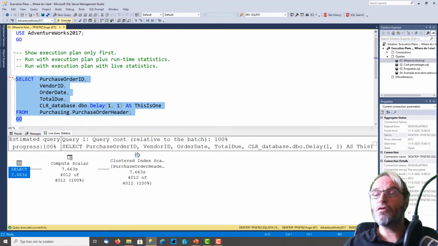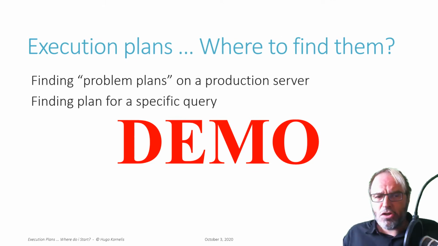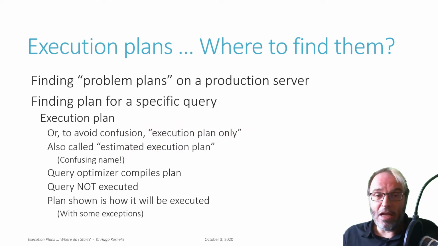And if your query runs for 2 hours and you can already see the problem after 1 minute of watching this screen, you have just saved 1 hour and 59 minutes, because the execution plan with runtime statistics only appears when the query is finished. So those are 3 ways to find the execution plans.